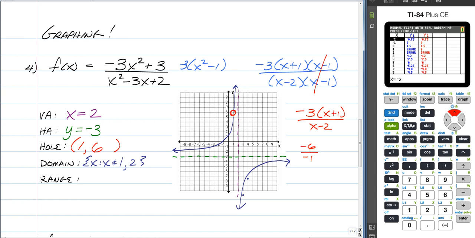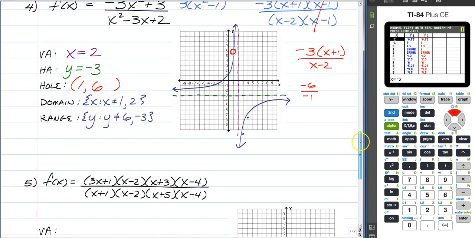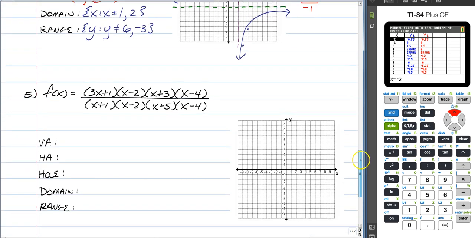Now, your range sometimes follows this rule, and the rule is y can be anything except y is not allowed to equal the y coordinate of our hole and our horizontal asymptote. Now, for that situation right here, it works, but it does not work in all situations. So before you write your range for a graph, you should always check to see what the graph looks like.